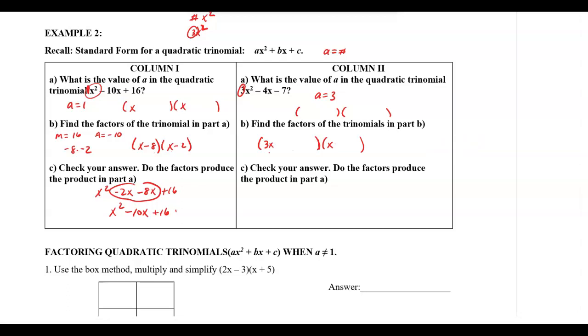So if I go 3x minus 7, x plus 1, now if I multiply this out, 3x times x is 3x squared. 3x times 1 is plus 3x. Negative 7 times x is negative 7x. Negative 7 times 1 is minus 7. And now when you look, I get minus 4x in the middle.